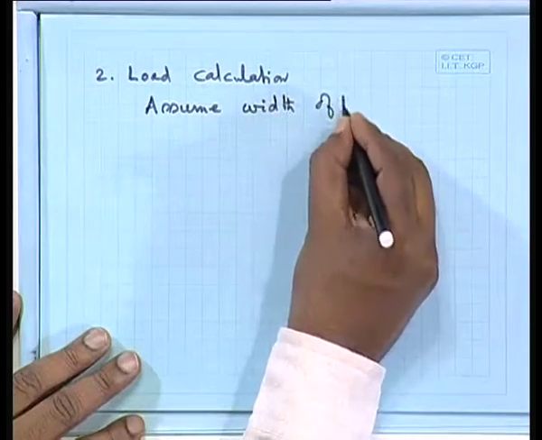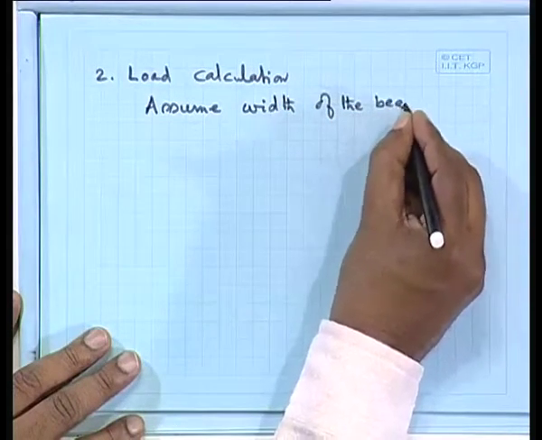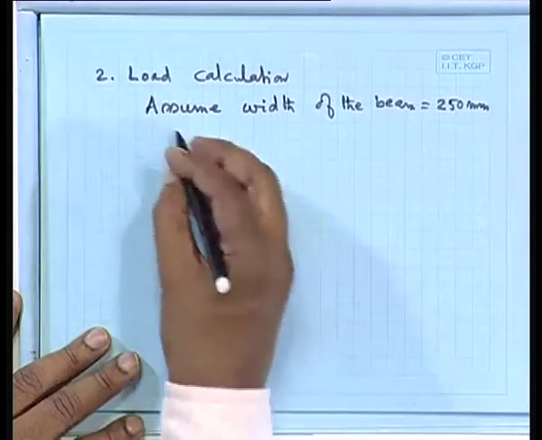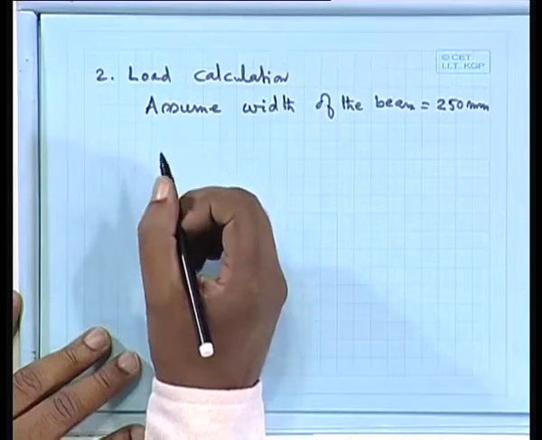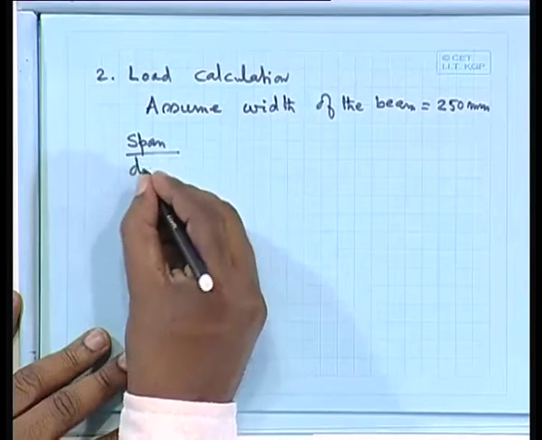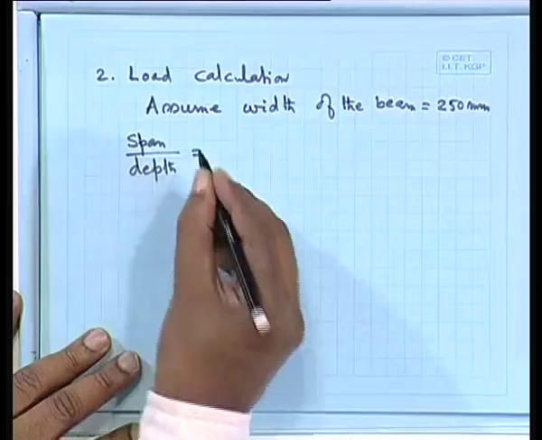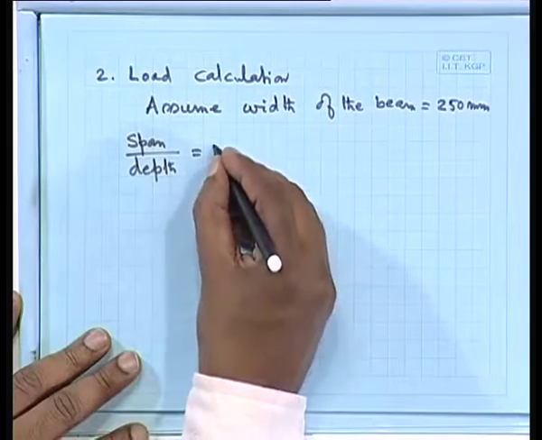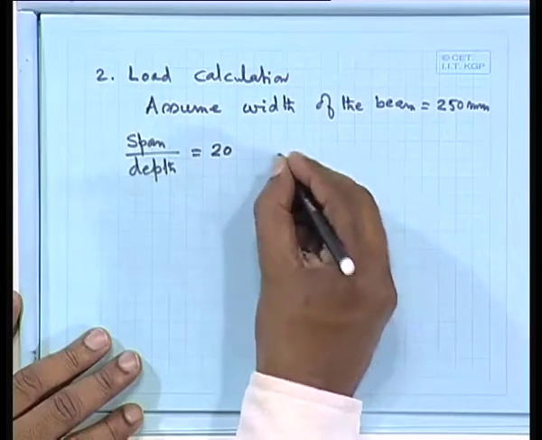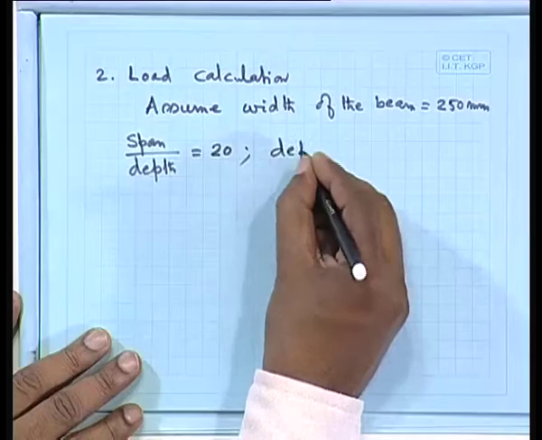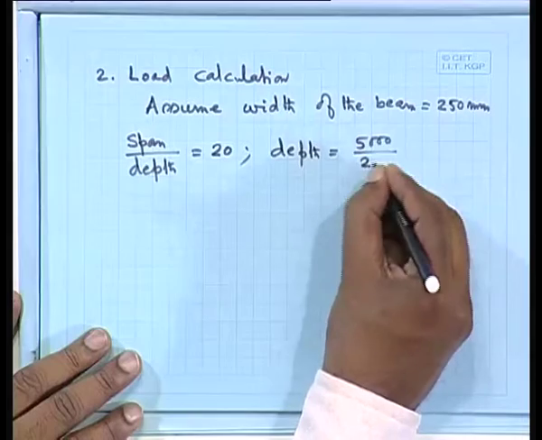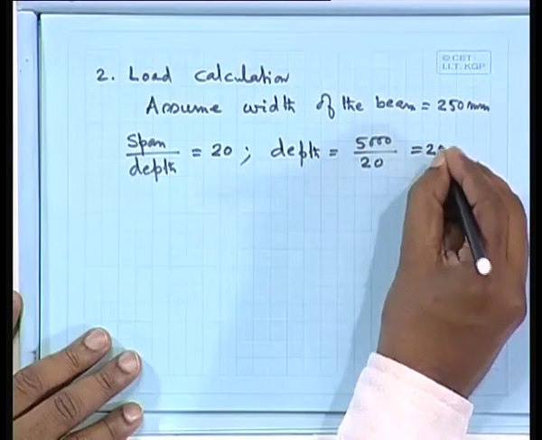width of the beam 250 millimeter. If we take a span by depth, let us take say 20, because it is a simply supported beam. So, what about the depth then? 5,000 by 20, which is coming as 250.